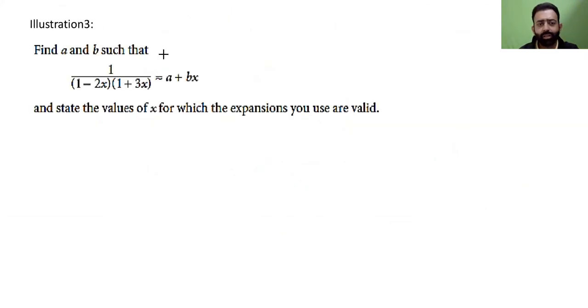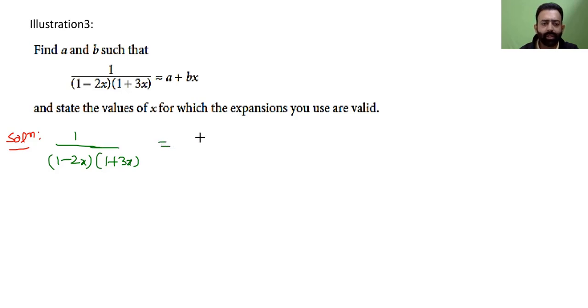Now we have to find the value of a and b such that 1 by (1 minus 2x)(1 plus 3x) is approximately equal to a plus bx. There will be some questions in which the terms are in the denominator. If the terms are in the denominator, how can we expand this? You just have to pull these terms into the numerator by making the index minus 1. So 1 upon (1 minus 2x) into (1 plus 3x).